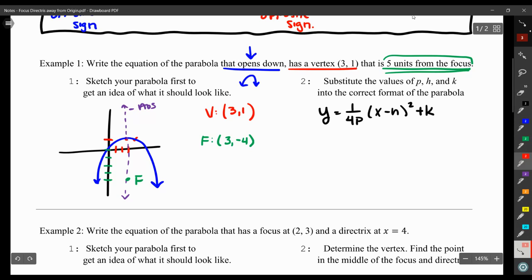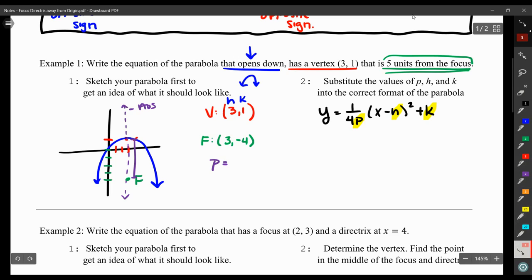The last thing I need, all I need for this formula is p, h, and k. We already have h and k from our vertex. That was given to us. The last value that I need is the value of p. And so remember from the previous lesson that the p-value is the distance from the vertex to the focus.